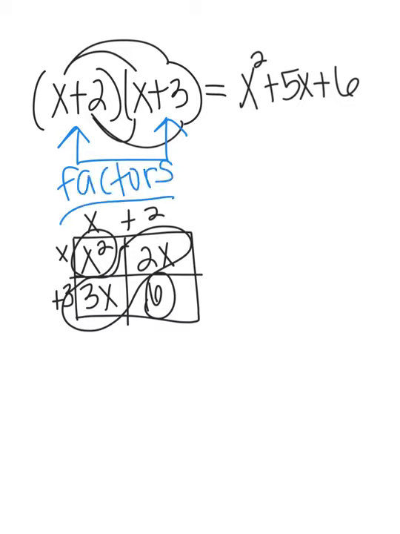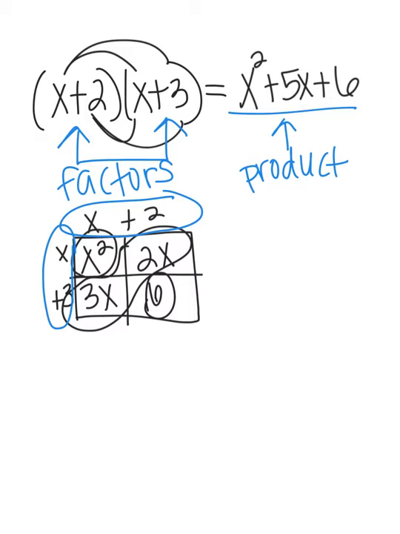We can also see those factors as the length and the width of this box. And my product is x squared plus 5x plus 6, which is also found within the box as well. X squared plus 5x plus 6. So on the next page, we're going to look how to start with the product and then work backwards to figure out the two factors or the two binomials that I use to multiply together to get the product of x squared plus 5x plus 6.